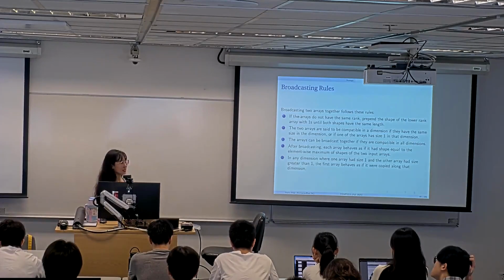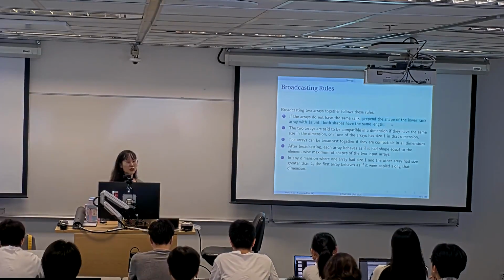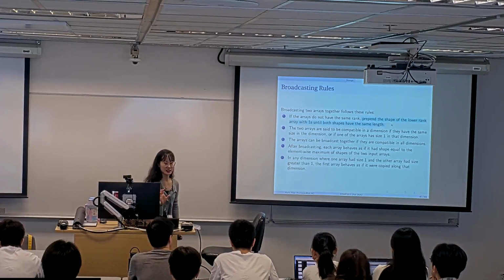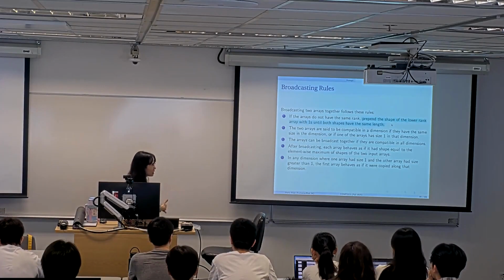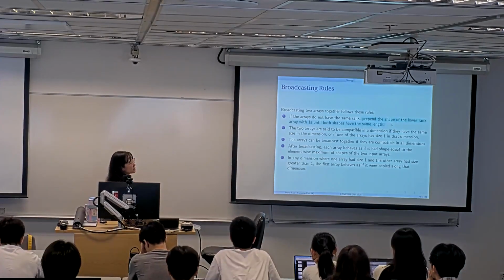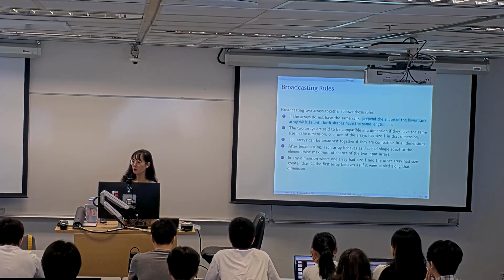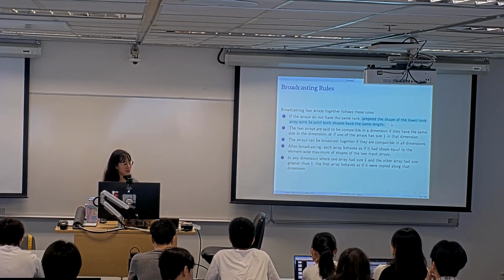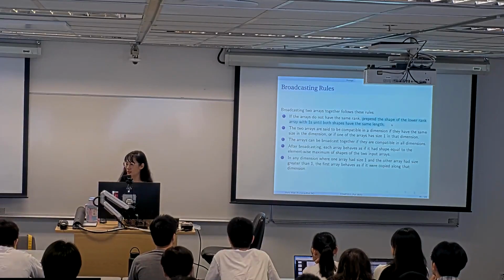The hint would be, is there any way that we don't need to prepend the shape of the lower rank with 1? This step is somehow redundant, right? You always need to prepend so many 1s until they have the same shape. But what if we just want to omit this step? We don't want to prepend with the 1s. Do we have any other ways to decide whether two arrays can be broadcast together or not? Any quick thoughts about this one?